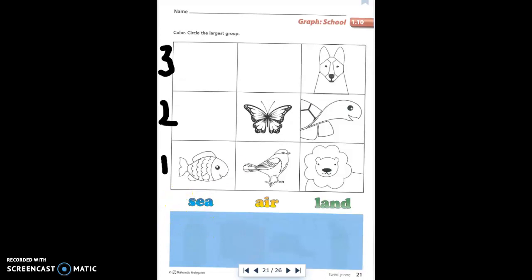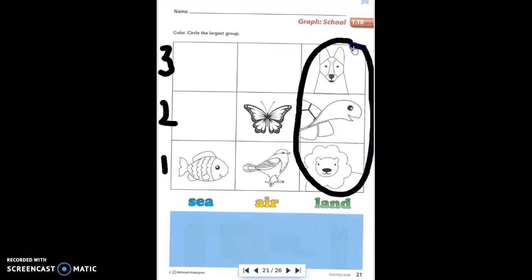So for this graph, they've sorted the animals by sea, air, and land. So if I look at it, they only had one fish. They had 2 air animals, and they had 3 land animals. So this group here, the land, is the group that had the most animals in it. So what they'd like me to do is I'm going to go ahead and circle this. And I know that this group had the most because I can look easily at my graph and I can see that this column goes up the highest. And then I can look straight over and see that it has 3. This group has 2, and this group only had 1.